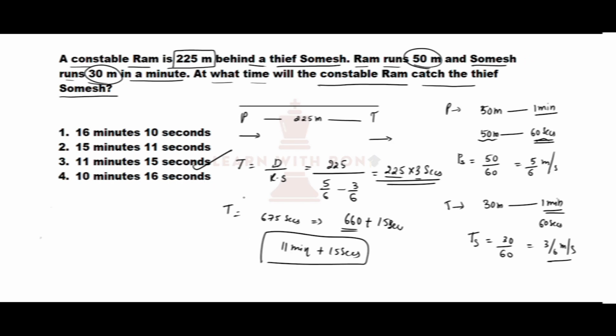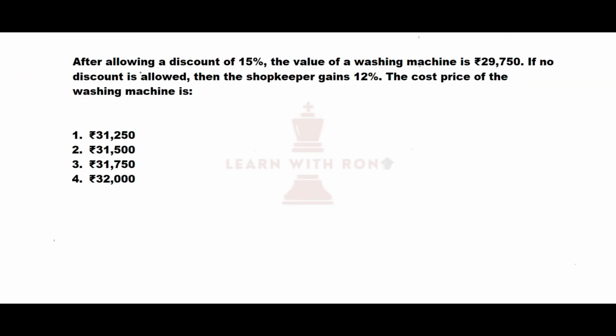Let's see our next question. See this question here. Here they have given, after allowing a discount of 15%, the value of the washing machine is 29,750. See here, let's suppose this is the cost price, this is the mark price, and this is the selling price.